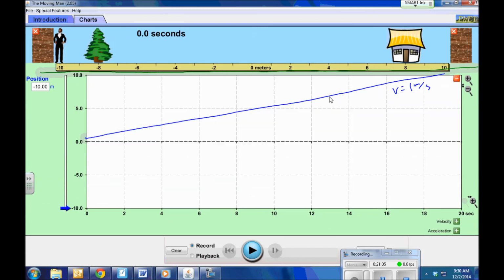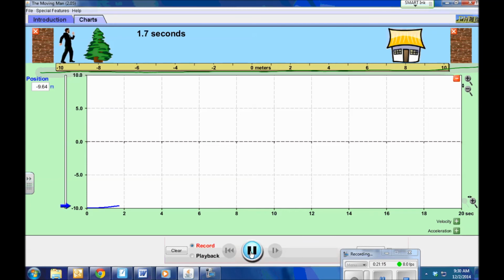All right, and watch what the graph does here. Let me get rid of this. Delete. All right, so here we go. We're going to start out slow and then speed up. So watch what happens. See, he's moving pretty slow right now, but now he's going faster and faster and faster. And as he speeds up, the graph gets steeper and steeper until he runs into the wall. All right, there we go.